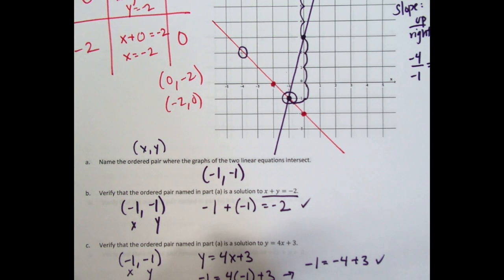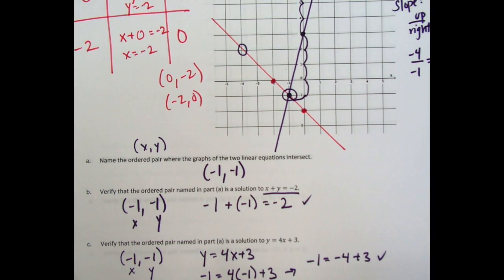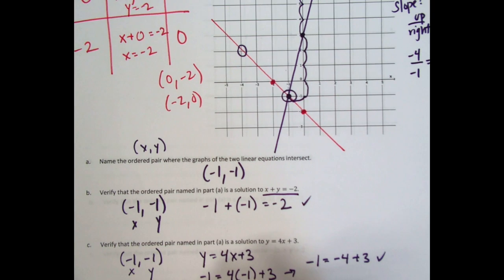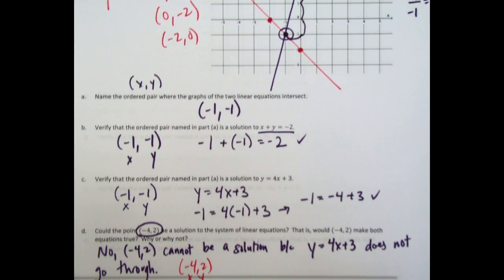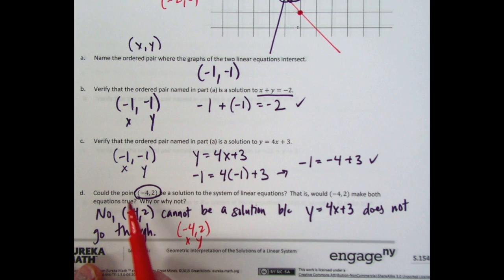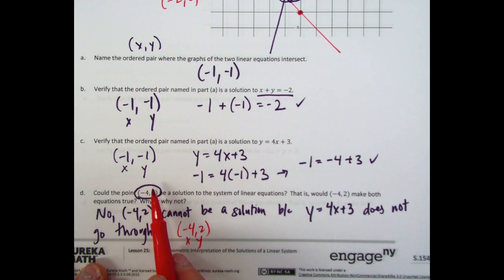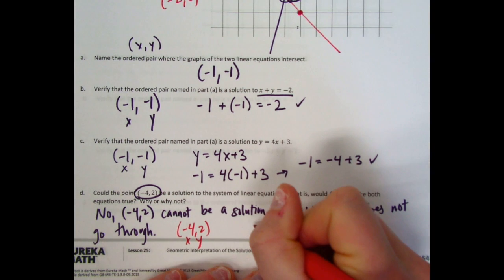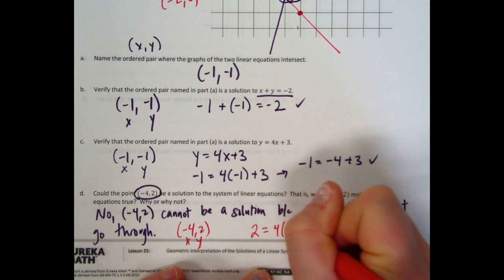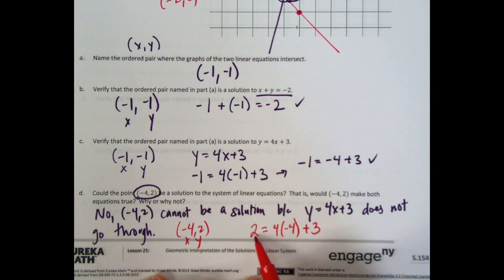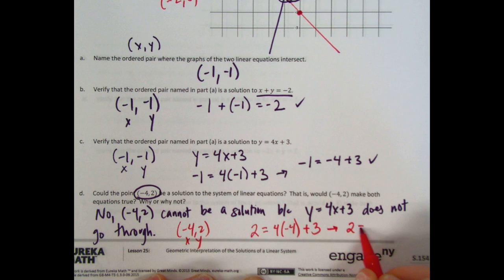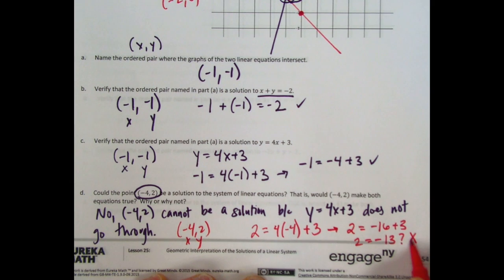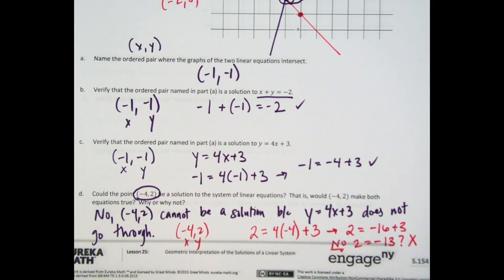And we can prove that by plugging it in. Our point here is negative 4, 2, x and y. Let me just restate that. So we're asking if this point could be the solution. It cannot, because it doesn't go through. We're going to check it by plugging it in just to prove that it doesn't work. So we plug in x and y, 2 equals negative 16 plus 3. Does 2 equal negative 13? No. This is just proof that it does not work.